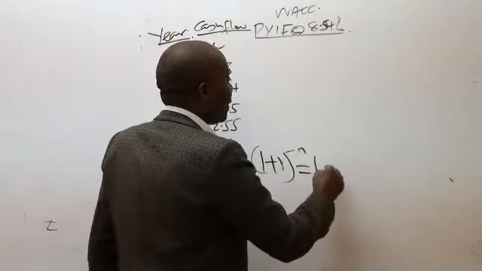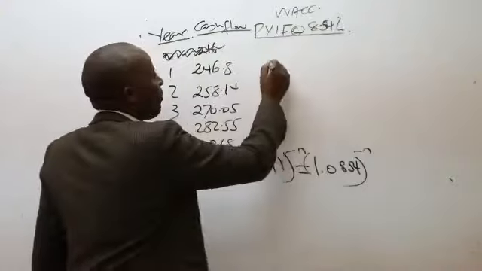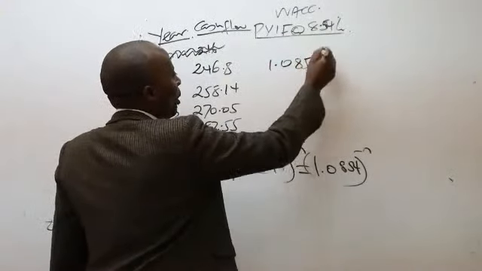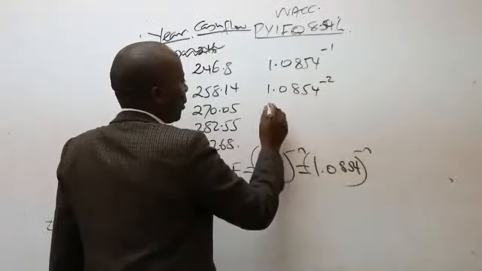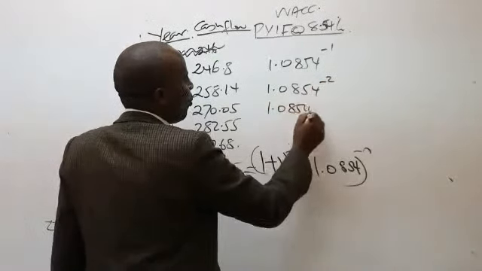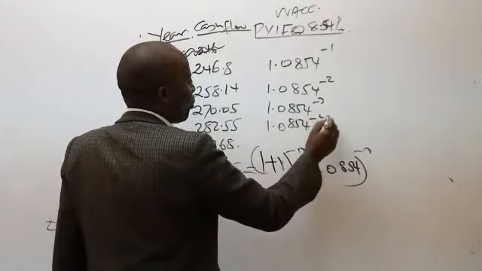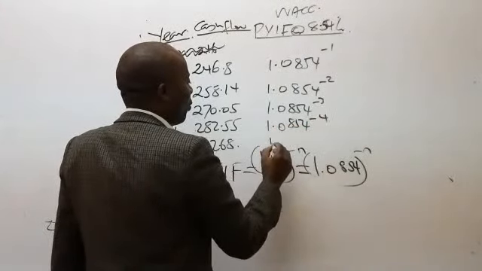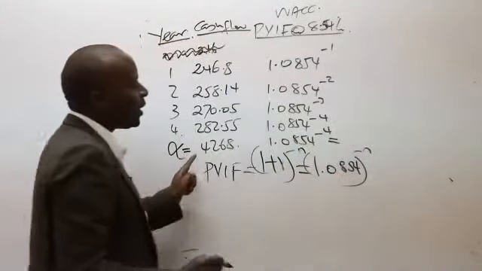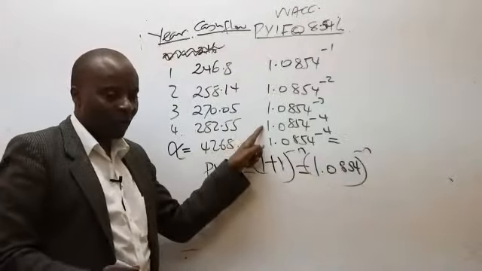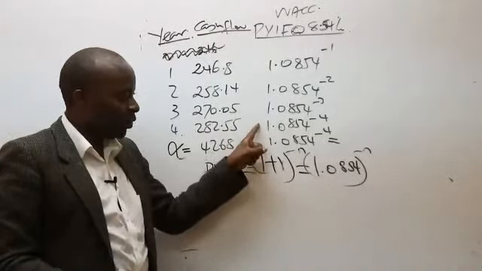So it will be 1.0854 raised to negative n. So it will be 1.0854 raised to minus 1, 1.0854 raised to minus 2, 1.0854 raised to minus 3, 1.0854 raised to minus 4. Remember, for infinity, we always repeat the figure that we have up there.